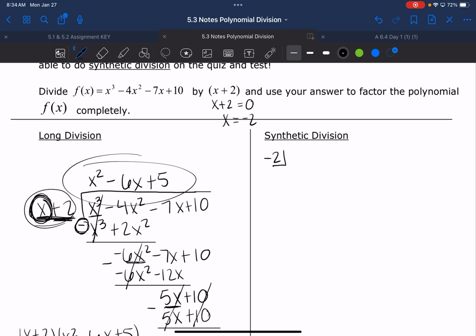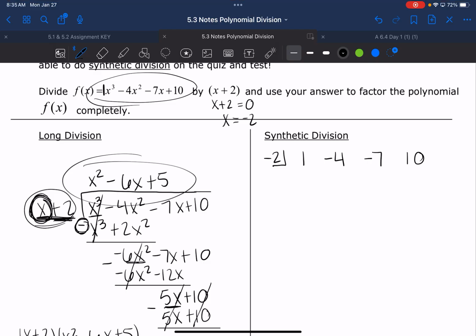Okay? All right, and then I'm going to look at the coefficients of the original polynomial. Well, this is an understood coefficient of 1, right? So we'll start there, followed by a coefficient of -4, and then the next one, and then the last one. Okay. Now, if for some reason, guys, your polynomial is not in descending order, you would need to fix that before you do long or synthetic division, right? We need highest exponent to the lowest exponent. So we always do need to make sure it's in order.